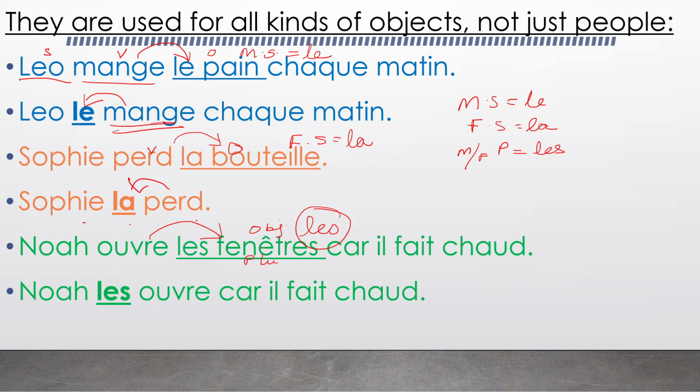If you want to say Noah is opening them because it is hot, you will replace it by les now because you're talking about something that is plural here. And where will you place that direct object les? Since it's a single verb, you have to place it before the verb. It will become Noah les ouvre car il fait chaud. Noah is opening them because it is hot.